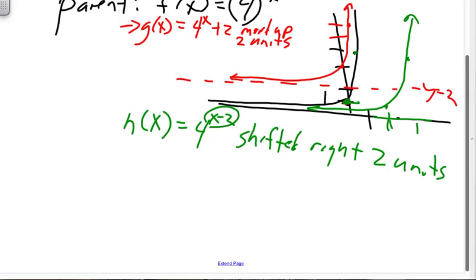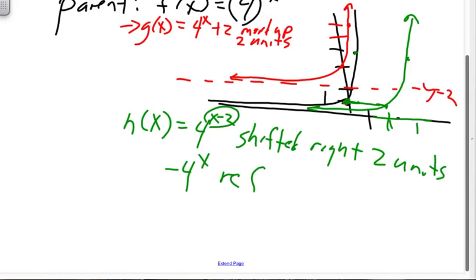And that's what this one looks like. I just moved this whole thing over. Now you notice my horizontal asymptote for horizontal shift is still at y equals 0. Some other common ones you might want to worry about are things like negative 4 to the x.